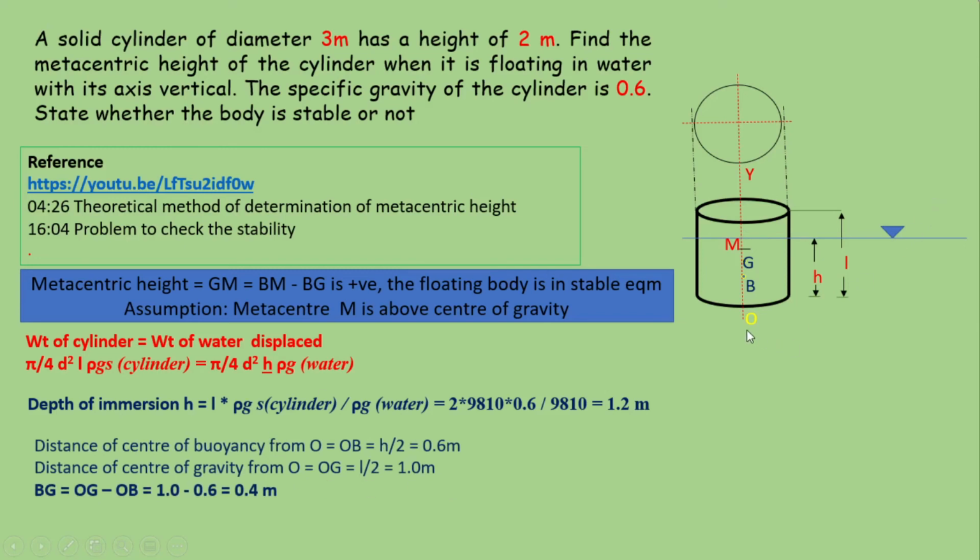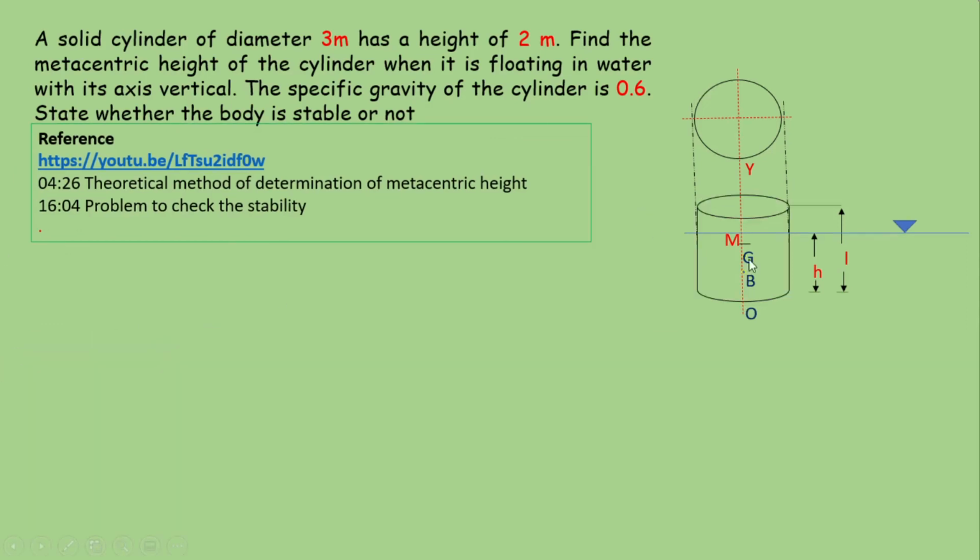So we can calculate the position of the center of buoyancy with respect to the bottom of the cylinder as OB equal to H by 2, and the position of the center of gravity with respect to the bottom of the cylinder, OG, is equal to L by 2. The equation for the metacentric height is GM equal to BM minus BG. So BG can be calculated as BG equal to OG minus OB, that is equal to 1 minus 0.6, which is equal to 0.4 meter. Next step is to calculate BM. So how will you calculate BM? The calculation of BM is discussed in this video.